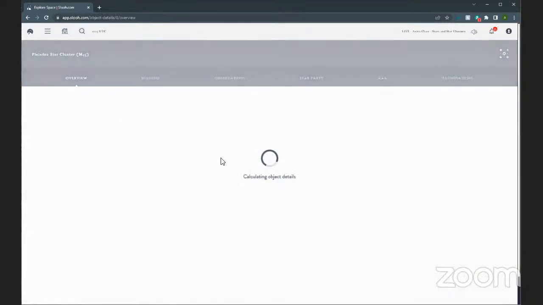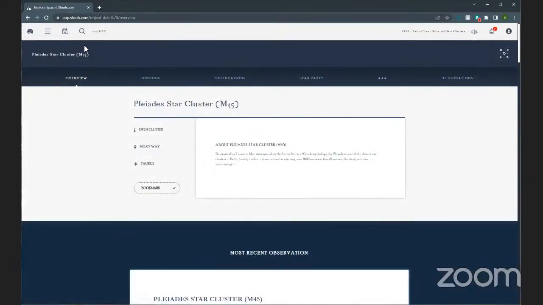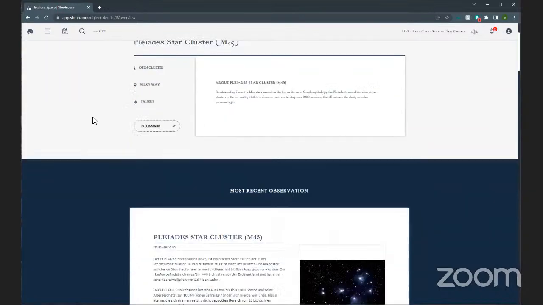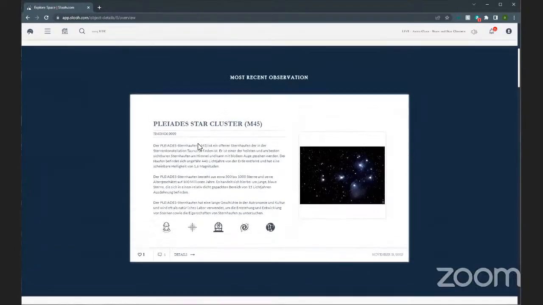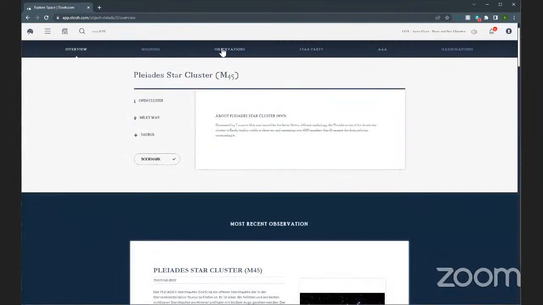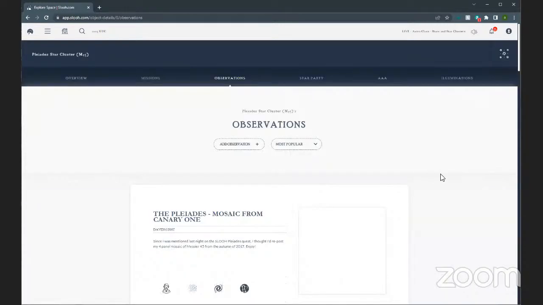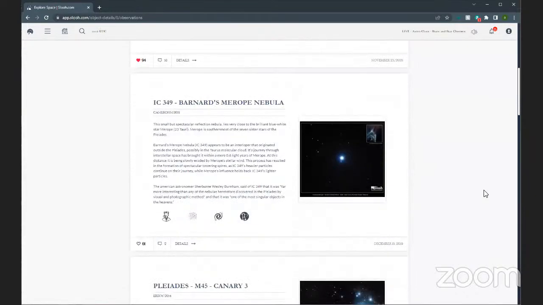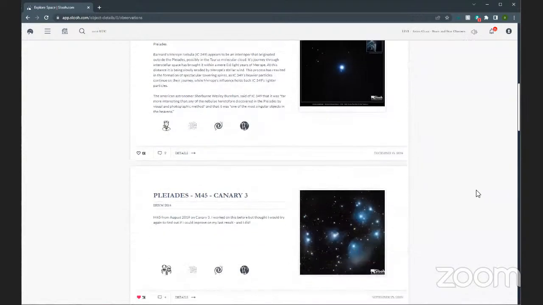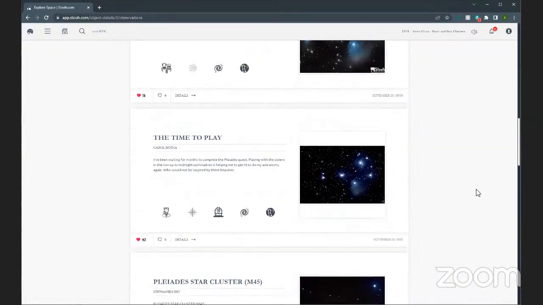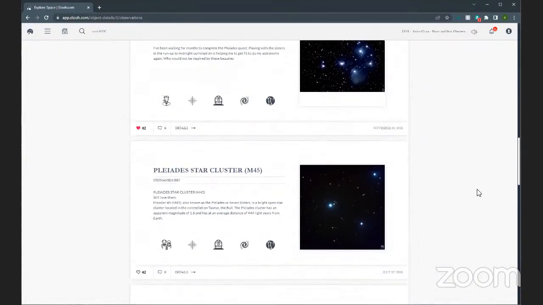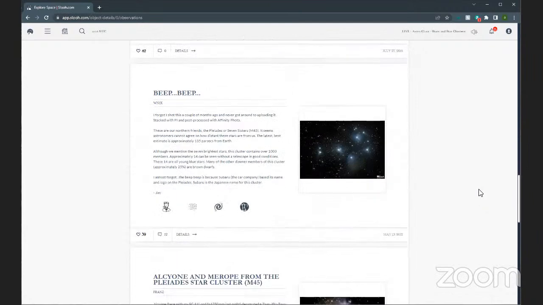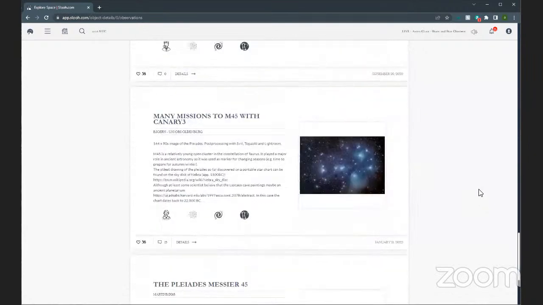So you just go to the Pleiades in the little magnifying glass. You've got all of this great information. You get an overview, you get a popular image. You can go to observations. This is where I got some of my great pictures from. Karen's got one in here, and some other people. Some are processed, some aren't. And I like that because it gives you an idea of what you can do with the Slooh telescope.